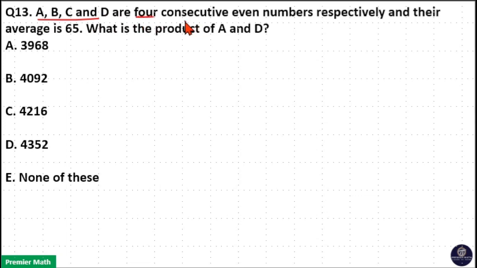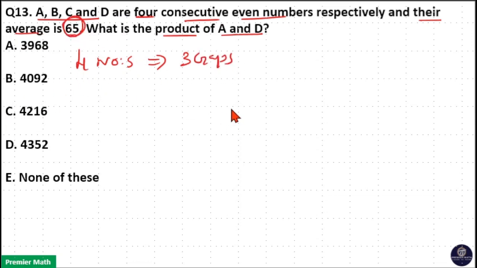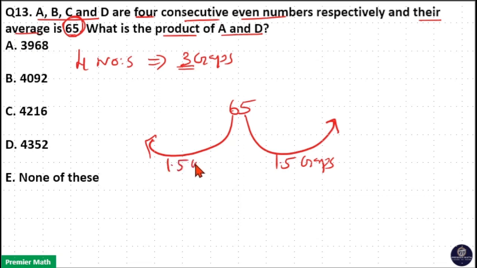ABCD are 4 consecutive even numbers respectively and their average is 65. What is the product of A and D? 4 numbers means there are total 3 gaps between these 4 numbers. Now average of 4 numbers is 65 means write it in the middle. Total 3 gaps between 4 numbers means after 65 there are 1.5 gaps and before 65 there are 1.5 gaps. 1.5 gaps means 1.5 into 2, total 3 numbers are there after 65.